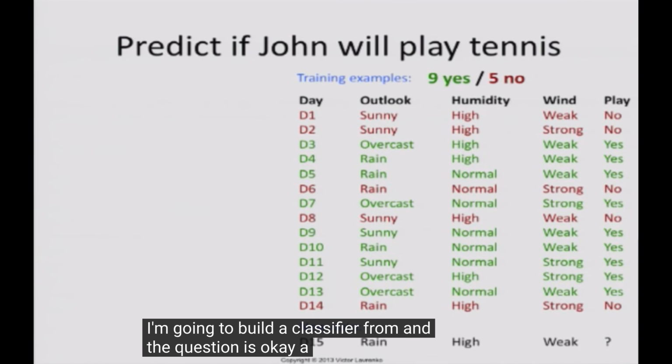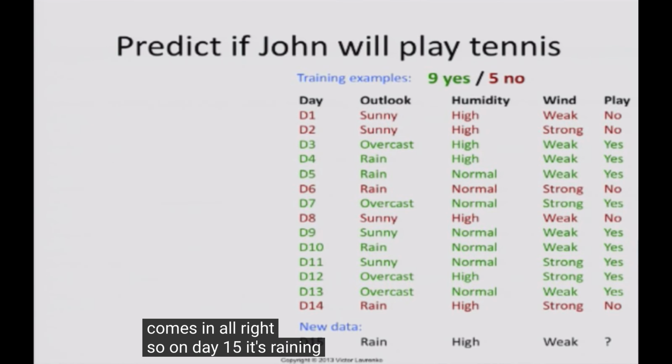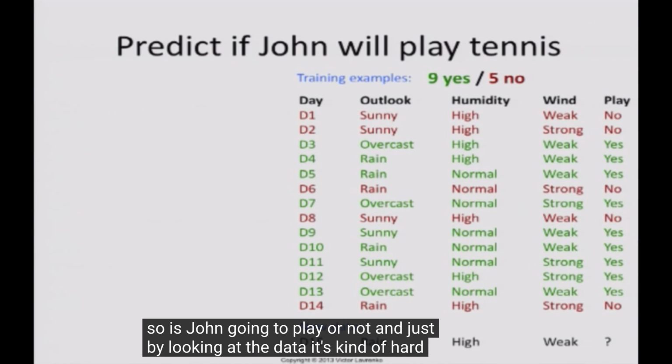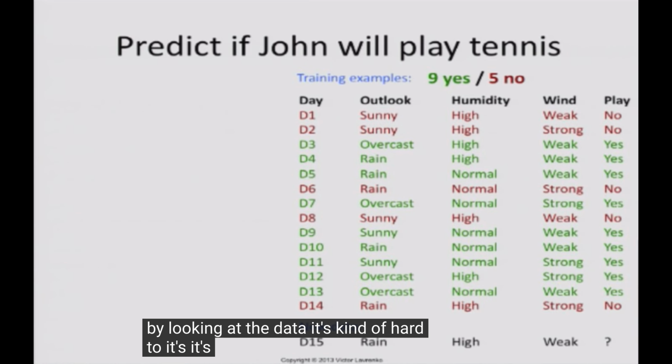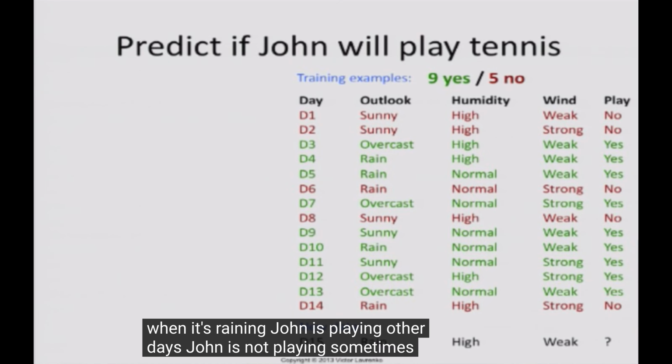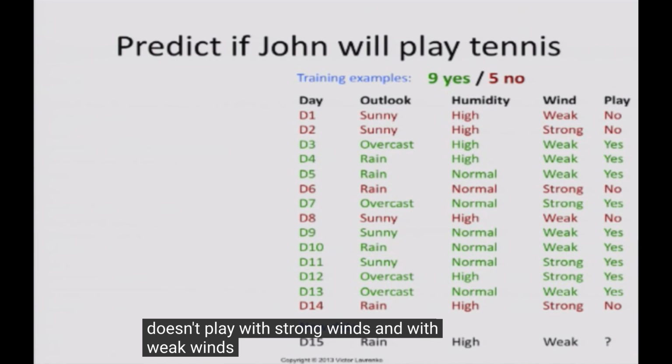The question is, a new set of data comes in. On day 15, it's raining, the humidity is high, and it's not very windy. Is John going to play or not? Just by looking at the data, it's hard to decide, because some days when it's raining John plays, and other days he doesn't. Sometimes he plays with strong winds, sometimes he doesn't, and likewise with weak winds. So how do you predict it?